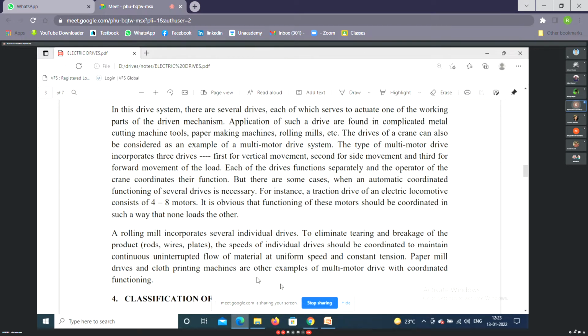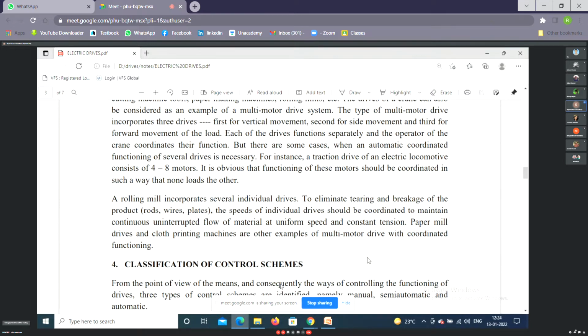A rolling mill incorporates several individual drives. Coordination eliminates tearing and breakage of the product. The speeds of individual drives should be coordinated to maintain a continuous, uninterrupted flow of material at uniform speed and constant tension. This is also true for paper mills. So these require fully automatic systems.